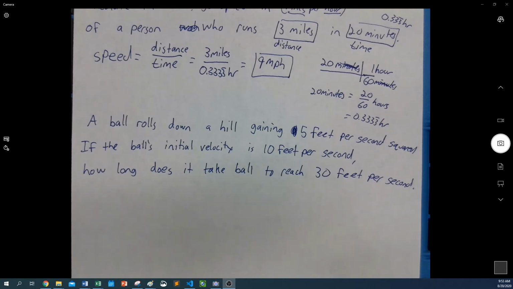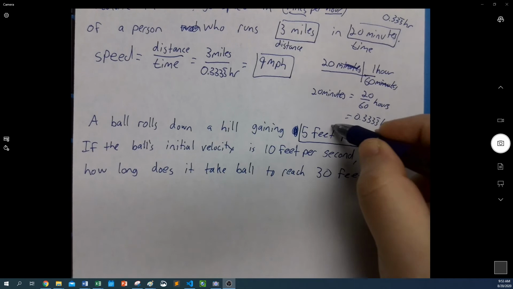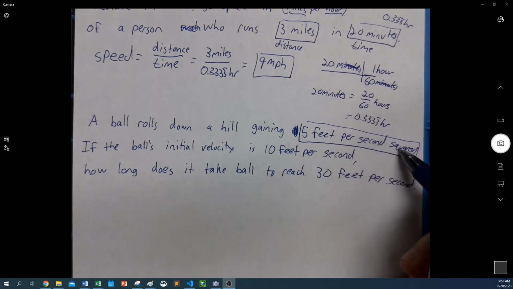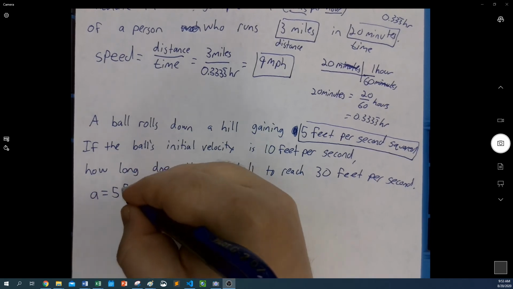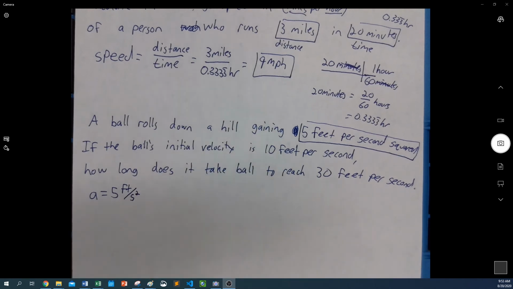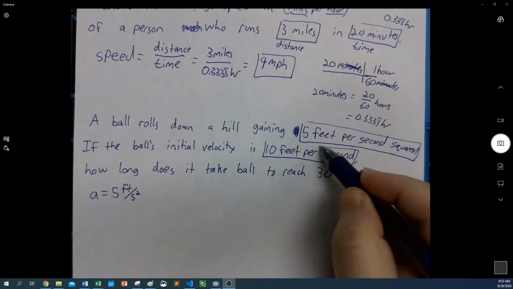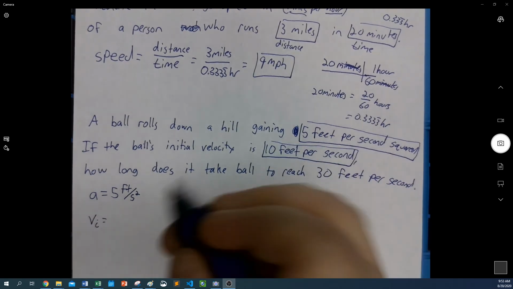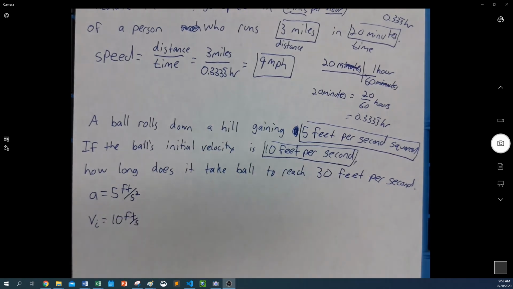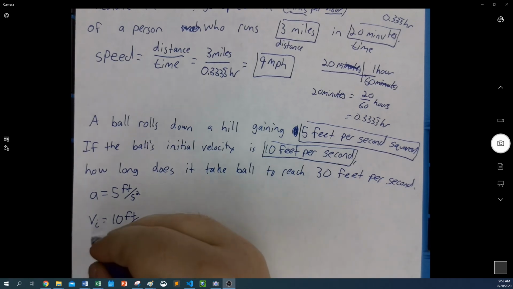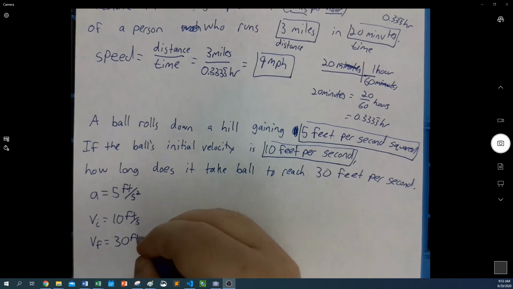So let's list our variables. Feet per second squared. It's going to be your acceleration. Initial velocity is 10 feet per second. How long does it take a ball to reach 30 feet per second? So that would be its final velocity of 30 feet per second.